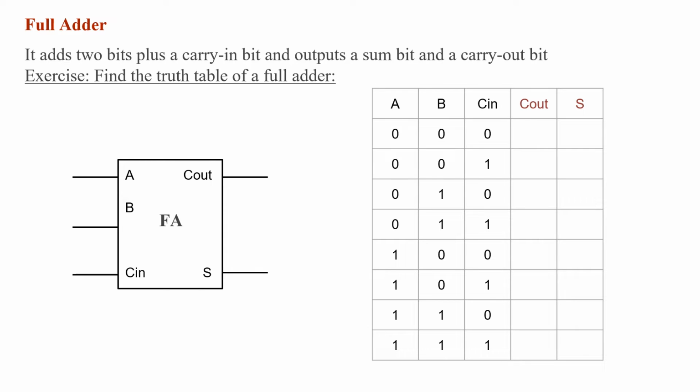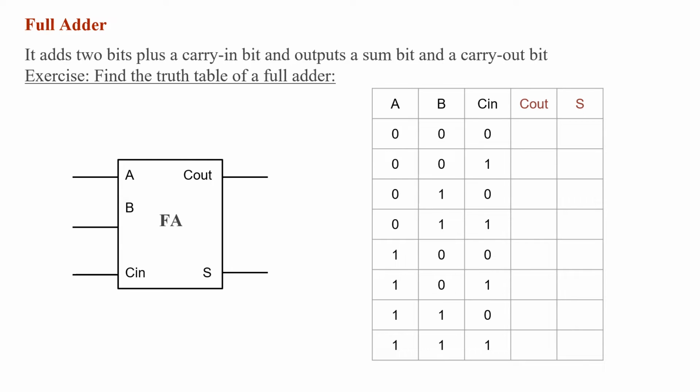The full adder is the basic building block for a parallel adder, and it basically adds 2 bits in addition to a carry in bit and outputs the result of the summation and the carry out bit. So in total, the full adder has 3 inputs, A, B, and the carry in. A and B are the numbers we want to add, Cin is the carry in. And the full adder also has 2 outputs, the carry out bit and the sum bit.